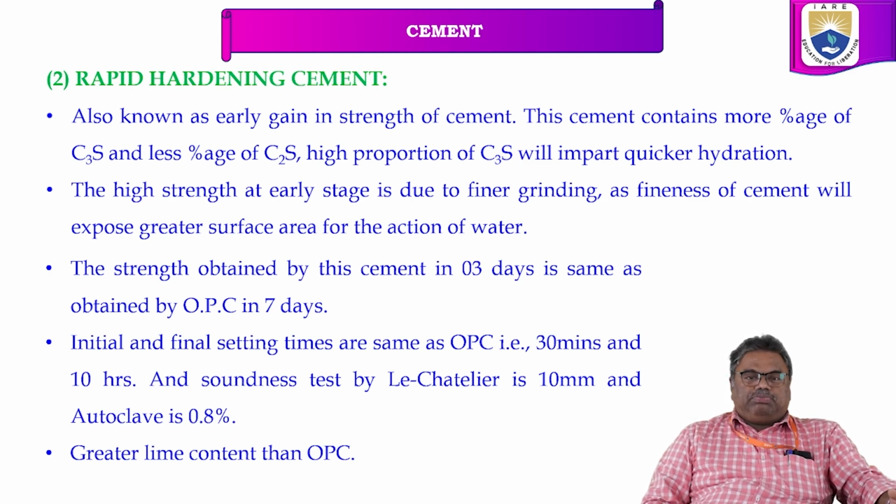Right. So the cement contains a high percentage of C3S and a low percentage of C2S. High proportions of C3S will impact the quicker hydration process. If the hydration process is quicker, automatically the strength will be gained early. So that's why the name itself says rapid hardening cement.